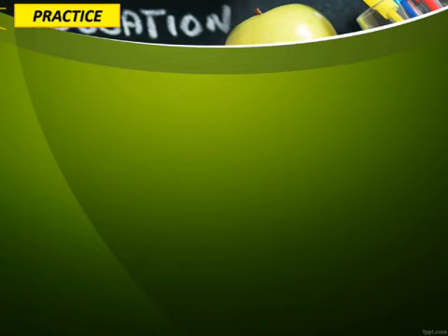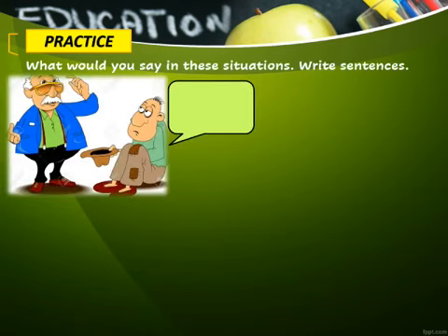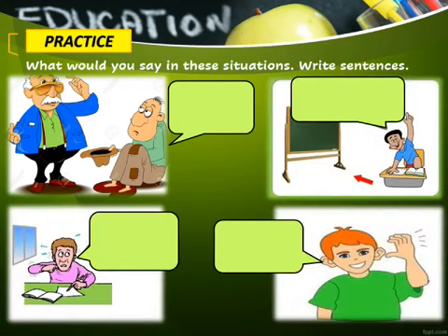Let's now practice making requests and asking for permission using the modal verbs we have studied. The task says, what would you say in these situations? Write sentences. These are 4 situations, and I would like you to write a sentence or a question about each situation using the right modal verb. You can stop the video now, think of the exercise, and write your sentences so you can compare with the answers later.